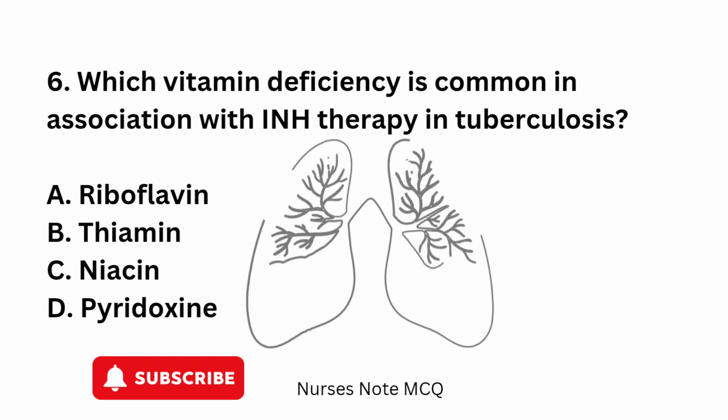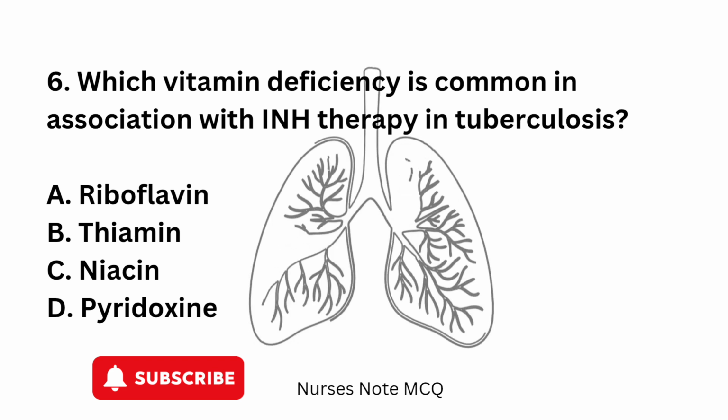Which vitamin deficiency is common in association with INH therapy in tuberculosis? A. Riboflavin, B. Thiamine, C. Niacin, D. Pyridoxine.